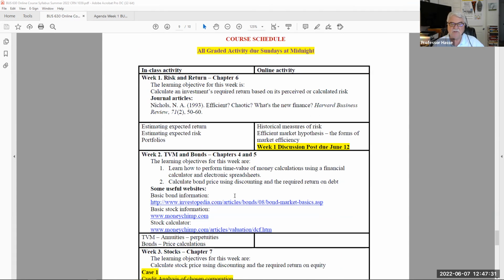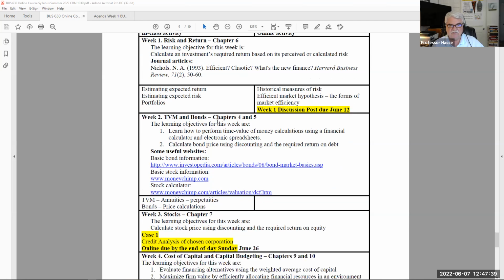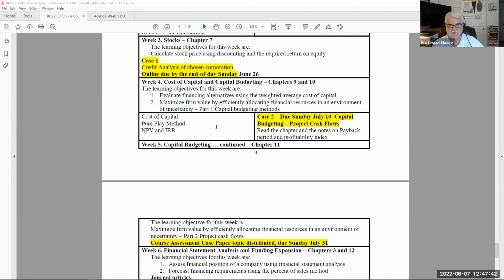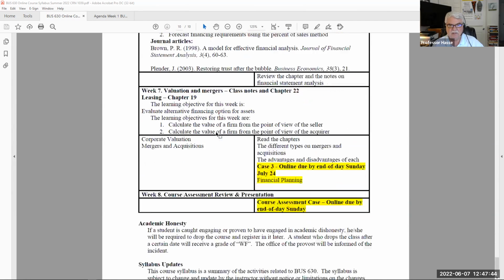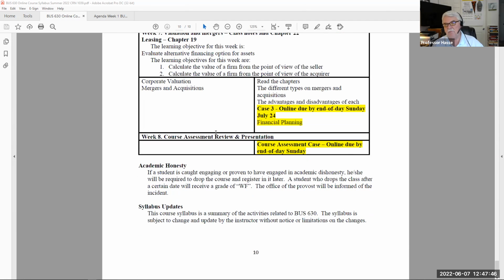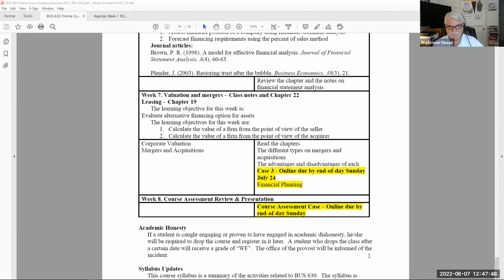This week we have chapter 6 material, but also a journal article that I'd like you to read this week for our discussion purposes. So again, look at this calendar. This is also located in your Blackboard, and make sure you understand all the requirements of our course.